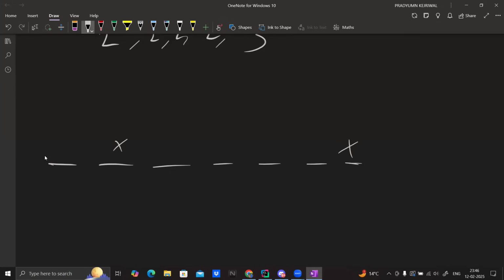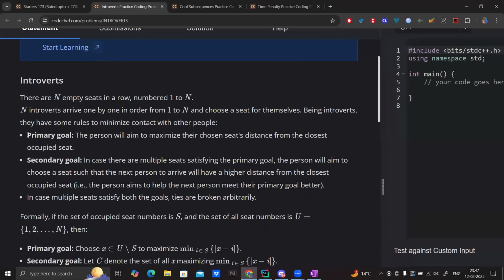An introvert will actually come and pick either this seat or this seat, because it is the farthest from any chosen seat. It gives a distance of 2, while all the other seats give a distance of 1. This seat is adjacent to this one, and this one is adjacent to this, right? So that's what will happen. Either he will sit here or here. Okay, so that is the primary goal.